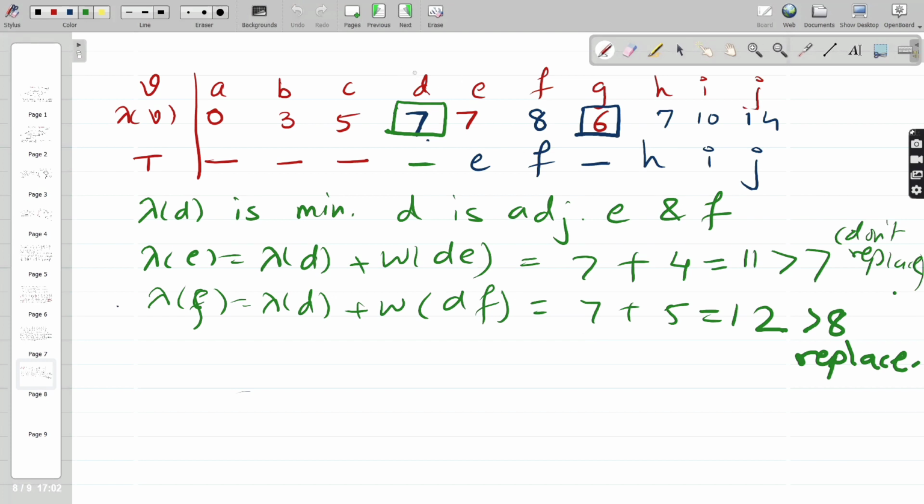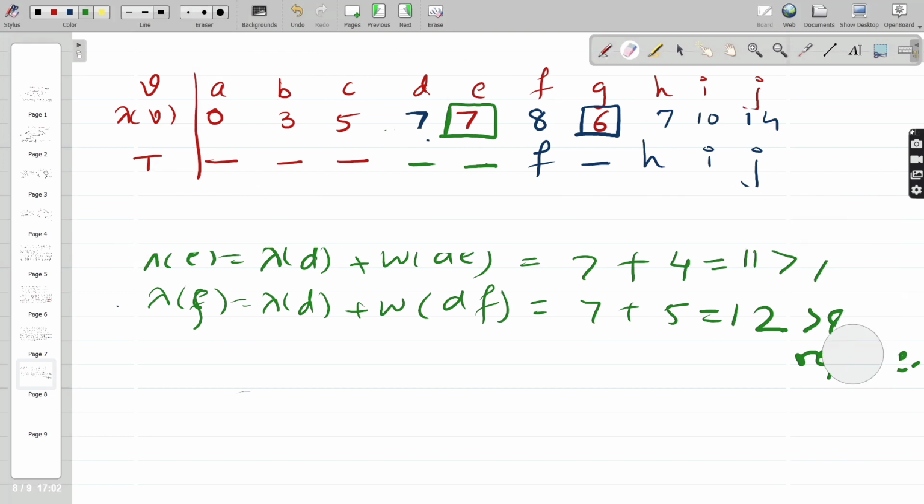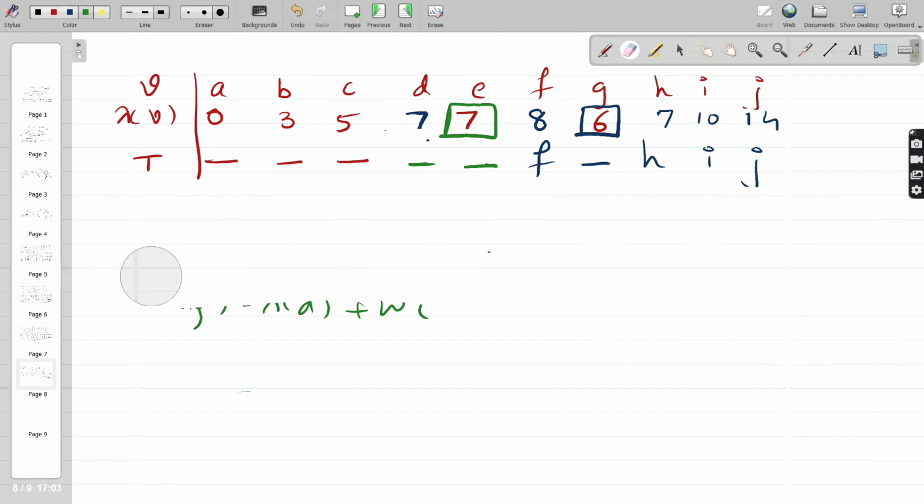Now D is gone. Next we will be choosing 7, which is again minimum for the vertex E. So let me choose that vertex E here. Then we will write: lambda E is minimum.